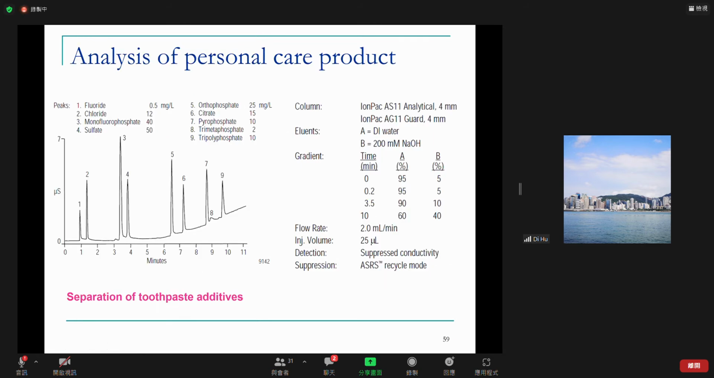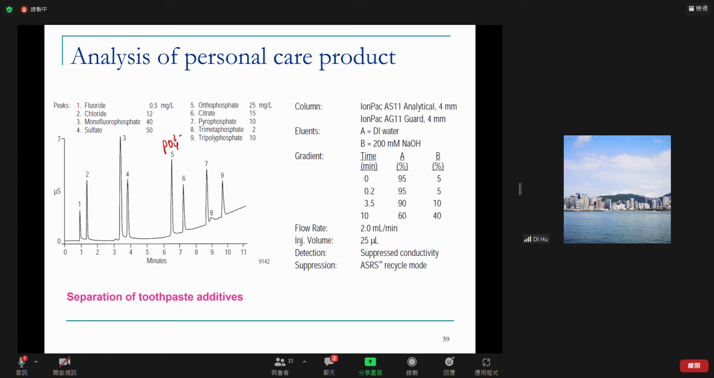And this is another analysis, used for a personal care product. You can see fluoride, chloride, sulfate, and this is the phosphate. I think 5 is the phosphate, orthophosphate actually. Oh, I think it's 3.